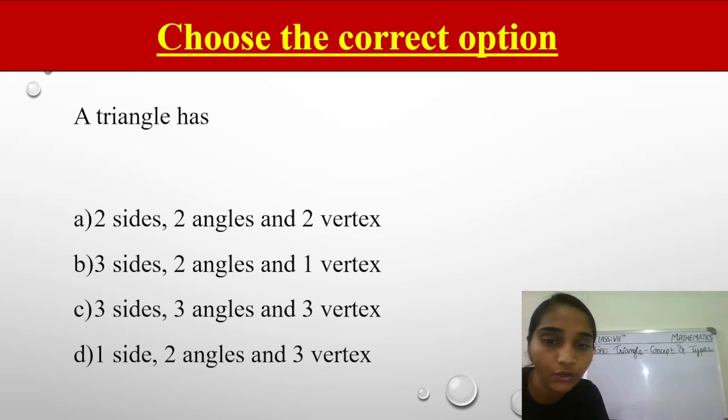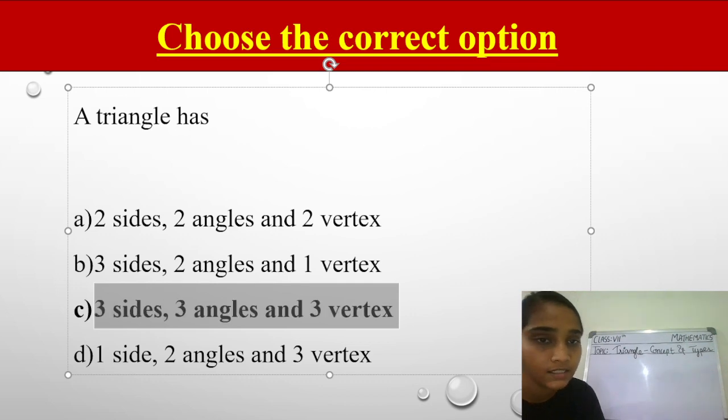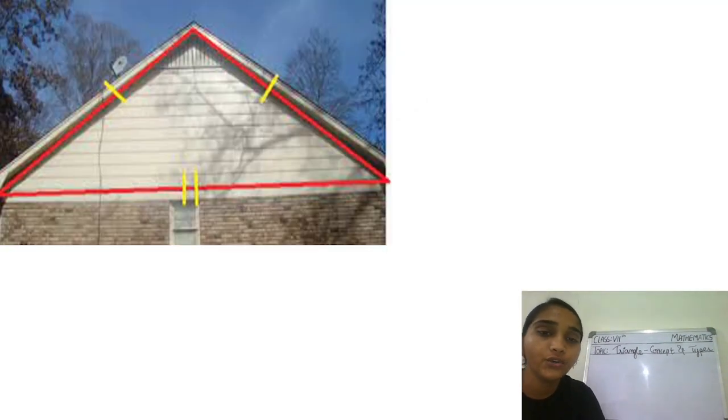You can give your answer as A, B, C, D in the comment section, students, for this question. Very good. So just now we have discussed that a triangle has three sides, three angles and three vertices. So the correct answer will be C. Very good. Now students, what do you see on the screen?